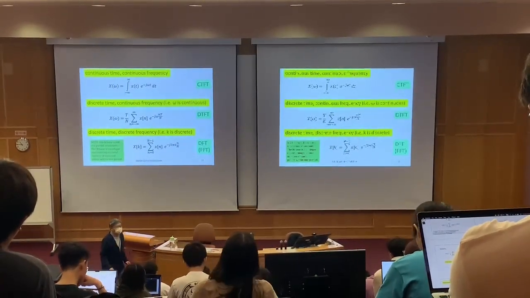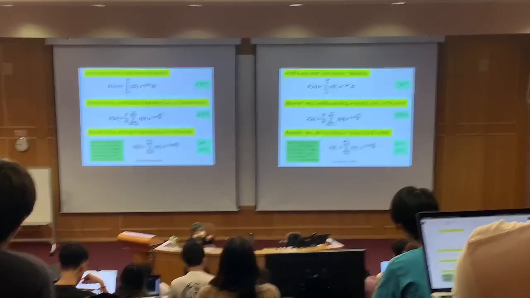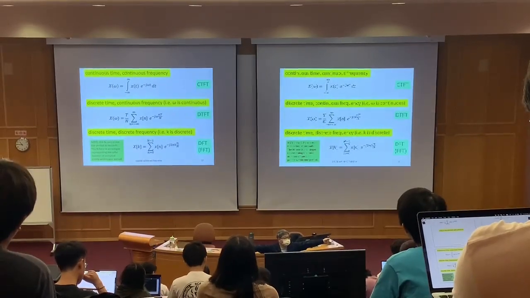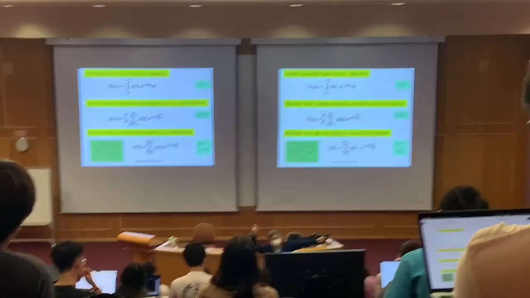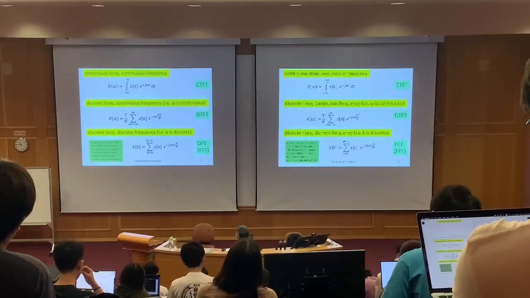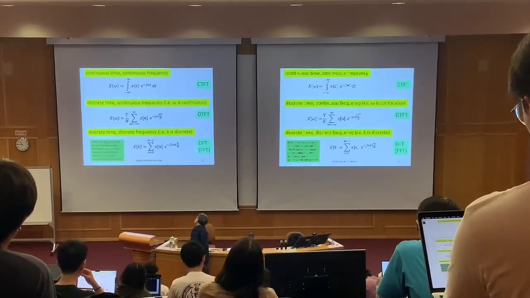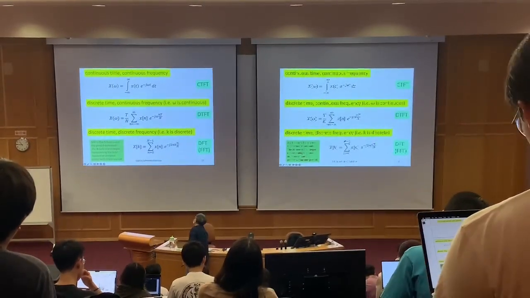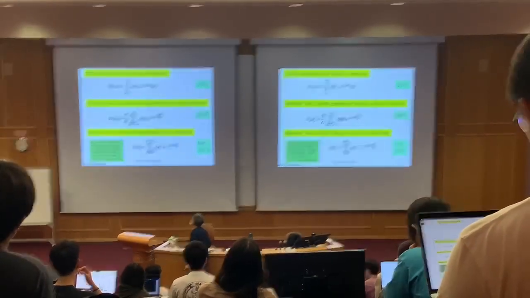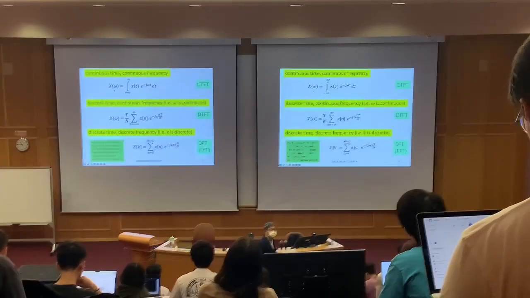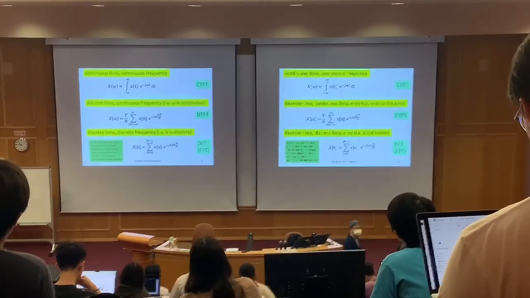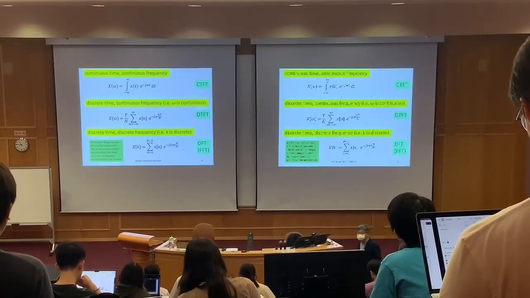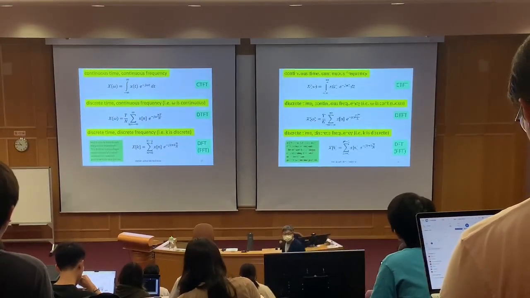The one where we assume the period is infinity is called the continuous time Fourier transform. That is the first equation here. The time is continuous, and the frequency is also continuous, understand?